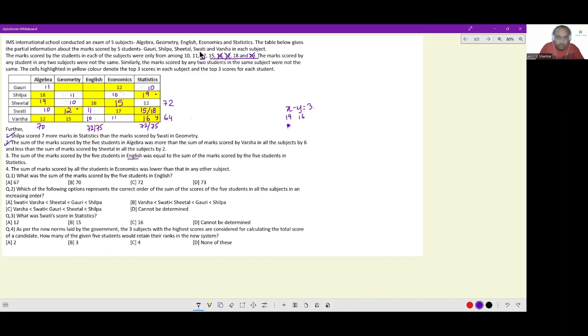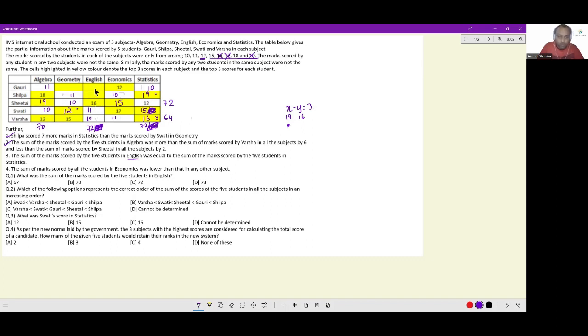And 38 is impossible to obtain from the scores available because 38 would require 19 and 19, which means 75 as a total for English cannot be reached. And therefore, 75 as a total for statistics cannot be reached. Therefore, 15 is the score obtained by Swati in statistics. This is guaranteed. Now, if we have 72, 10 plus 11 is 21, 21 plus 16 is 37.